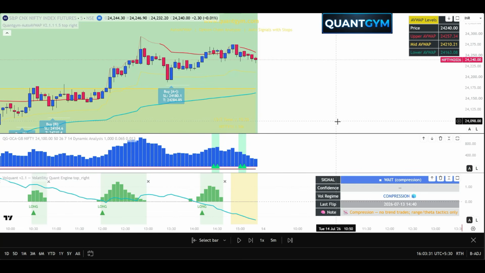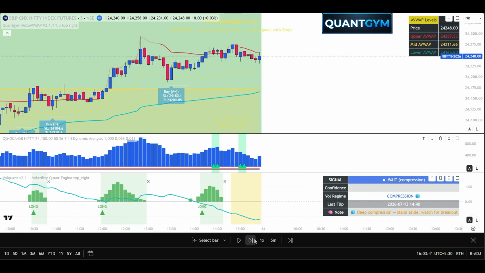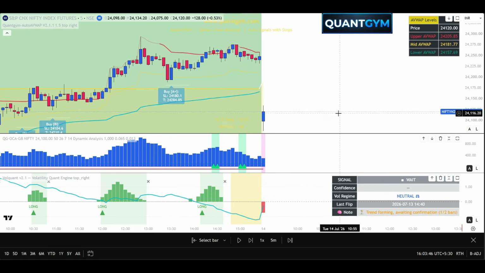The previous expiry we were within the demo, so this is a live expiry. As usual, I am using replay mode on TradingView. I've gone back to yesterday's last bar. As we go forward, this is today's first bar.